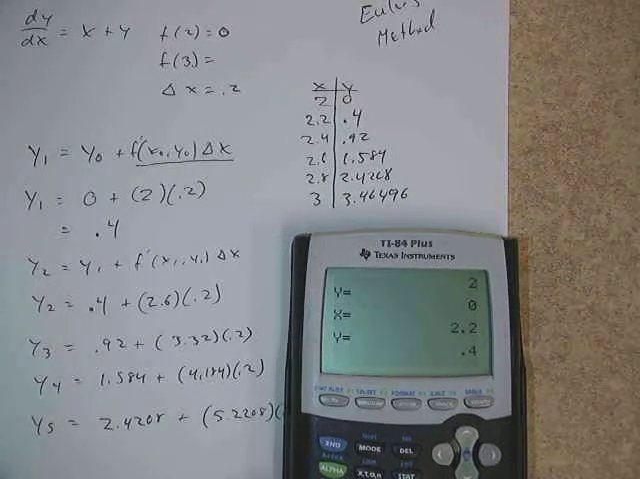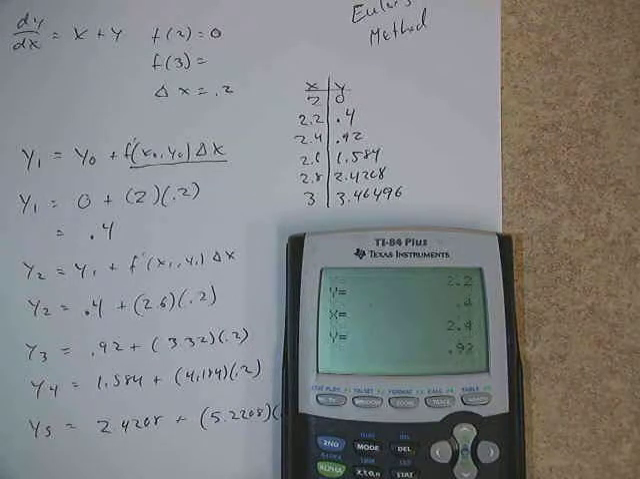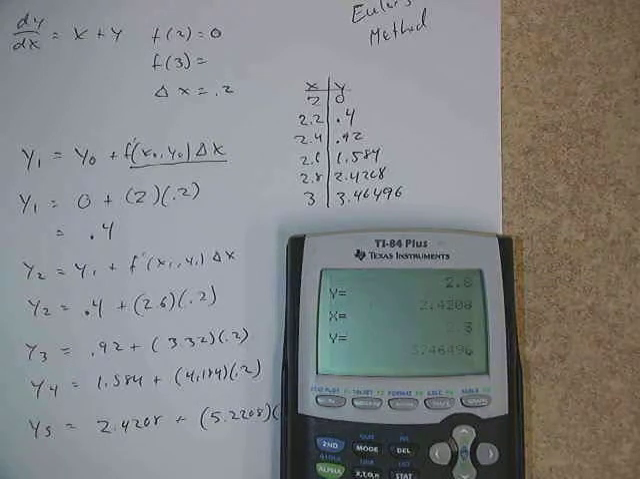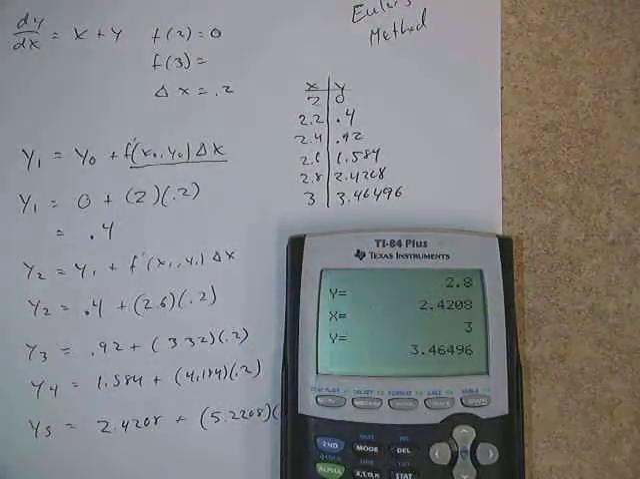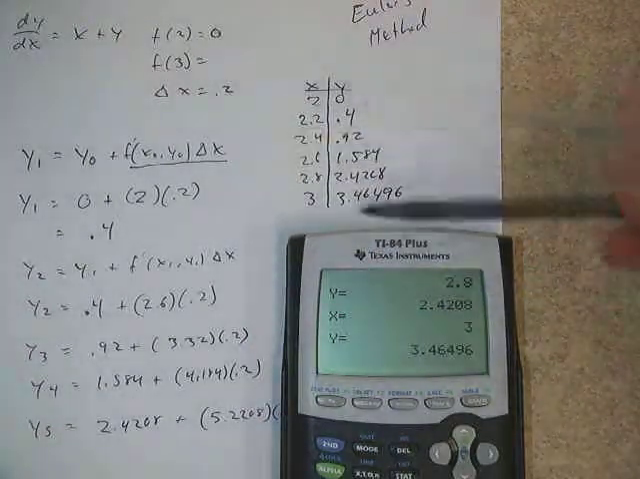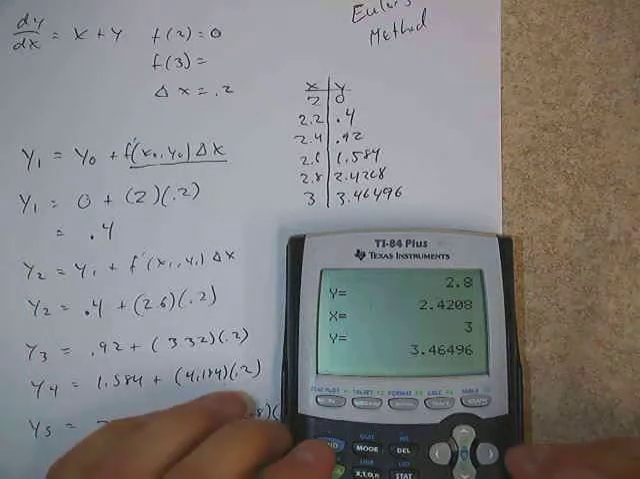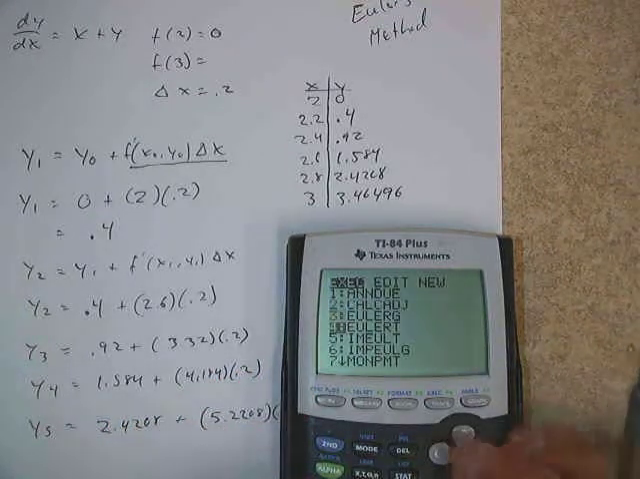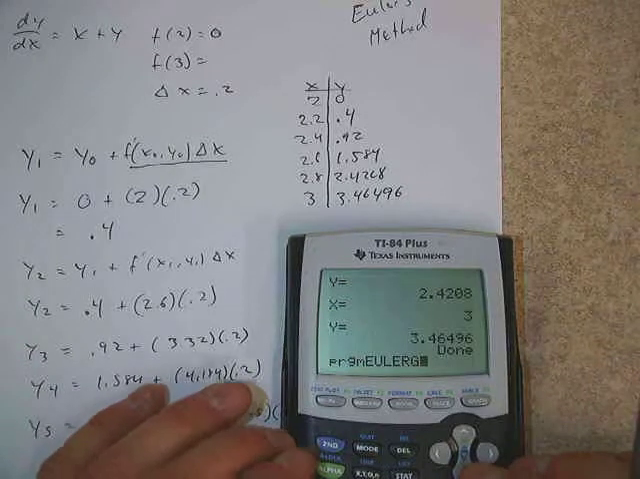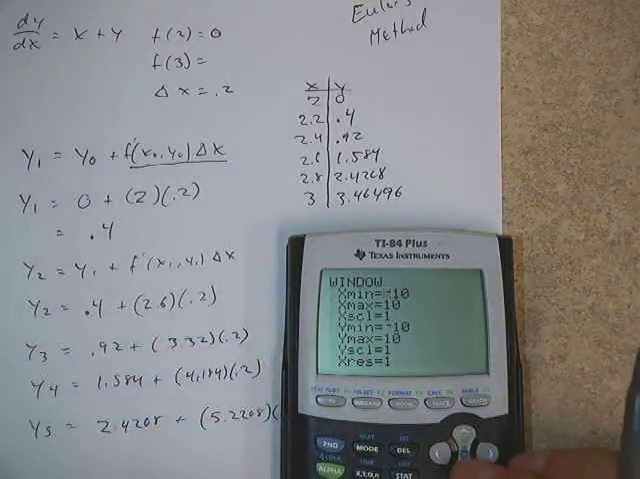There's our 2, 0. This is how the program works. There's our 2.2, 0.4, just like we have in our chart. 0.92, 1.584. Looks like we're doing very good. And ultimately we get the same answer with the calculator. So obviously the calculator is easier because it does all the arithmetic for you. But bottom line is that's how these numbers are being generated in that table. And the other nice program that we have here is an Euler graph program. And the Euler graph program, we'll do that same thing.